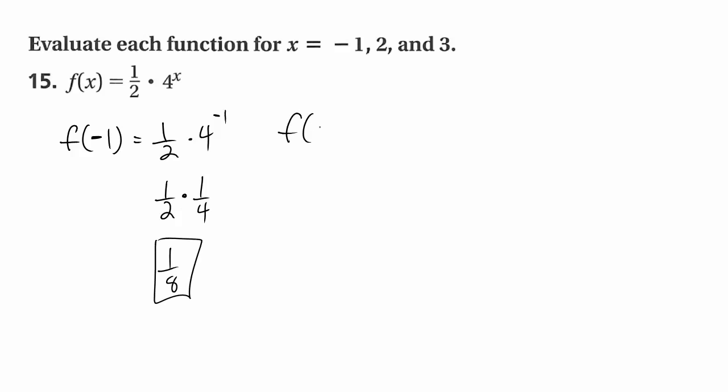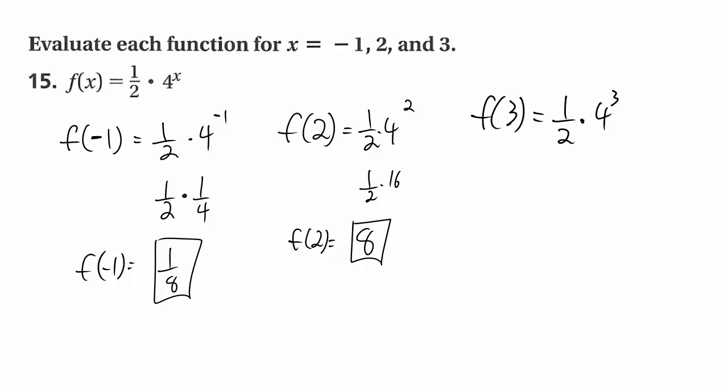So if we evaluate this when x is 2, and the way we read this is f of 2, we're just substituting, changing the x with the 2. So we change the x on the other side with a 2. Order of operations, first square the 4 and get a 16. And then half of 16 is going to be an 8. So the function evaluated at 2 is equal to 8.